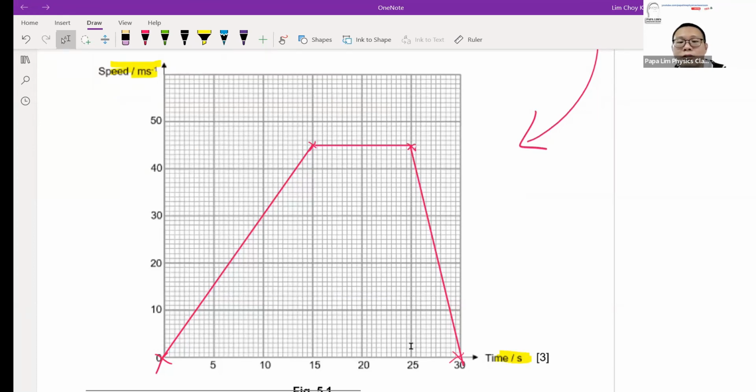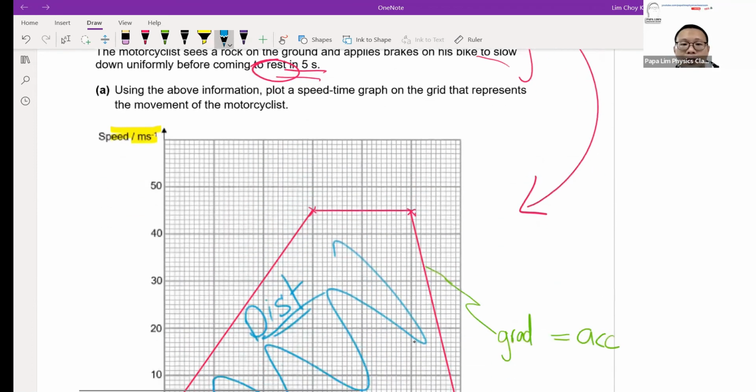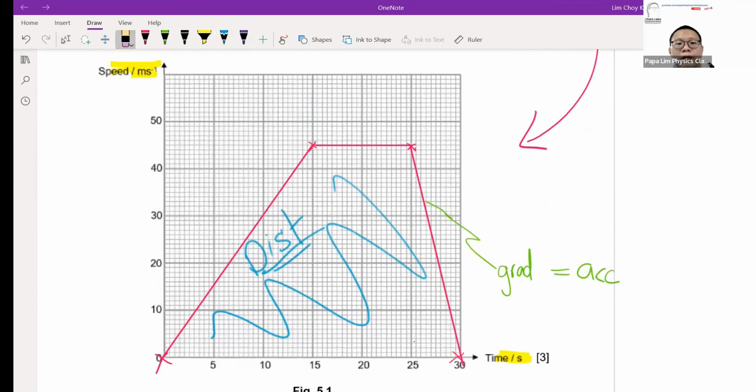So first thing, please check the axis of the time. Second thing, like I mentioned again, take note: the gradient is the acceleration. The gradient of the graph actually denotes the acceleration of the object. Same thing, the area here will denote the distance traveled by the object, by the motorcyclist. So take note of these factors, which is the standard approach.